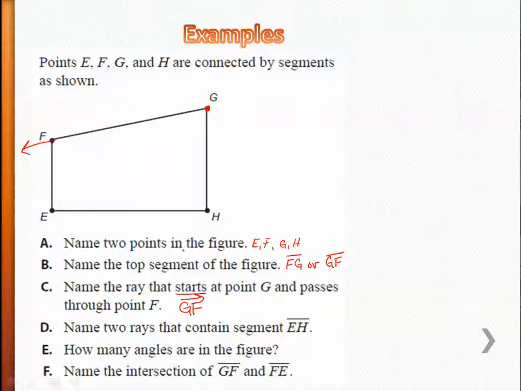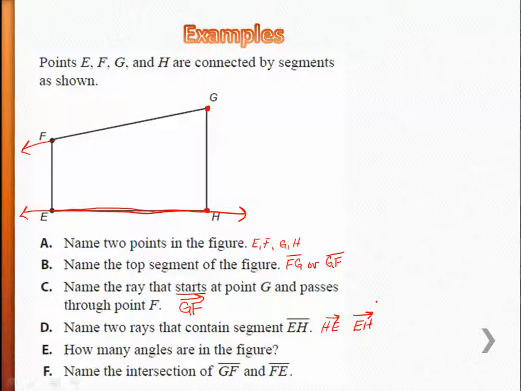Part D says name 2 rays that contain segment EH. Okay, so if I was to start my ray at H and have my crooked ray go through E, then my name would be ray HE. Now if I decided to go the other direction and start at E and go through H, then I would name my ray EH.